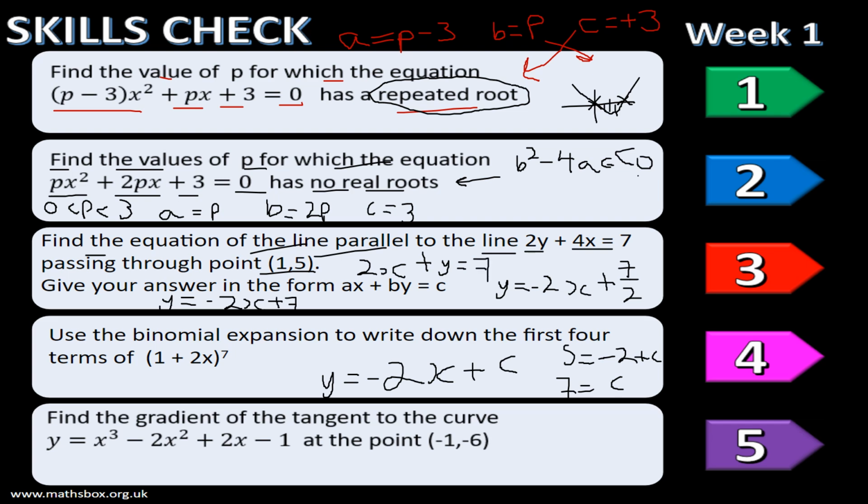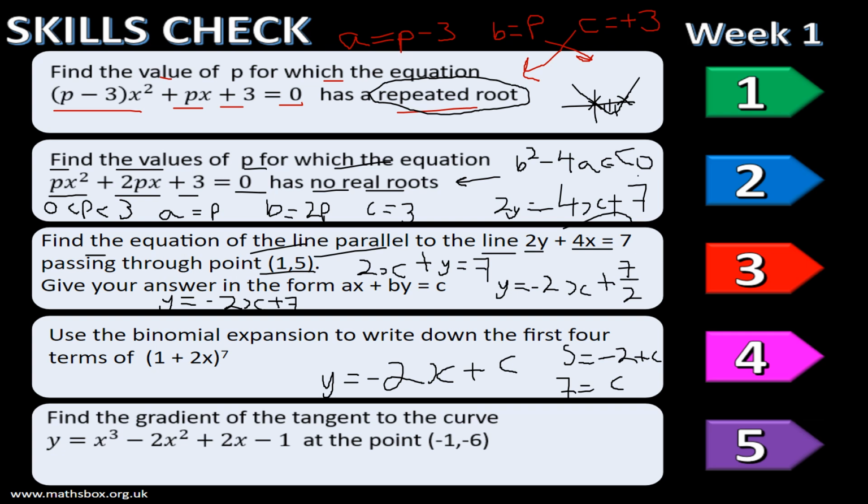So remember, parallel lines from GCSE maths means they have the same gradient, so the same coefficient of x in the form y equals mx plus c, so the same value of m for the gradient. So I subtracted 4x and then divided by 2. So I had 2y equals minus 4x plus 7, and then I divided it by 2. So I've got y equals minus 4x plus 7 all over 2, or minus 4x over 2, which is minus 2, plus 7 over 2, or 7 halves, or 3.5.